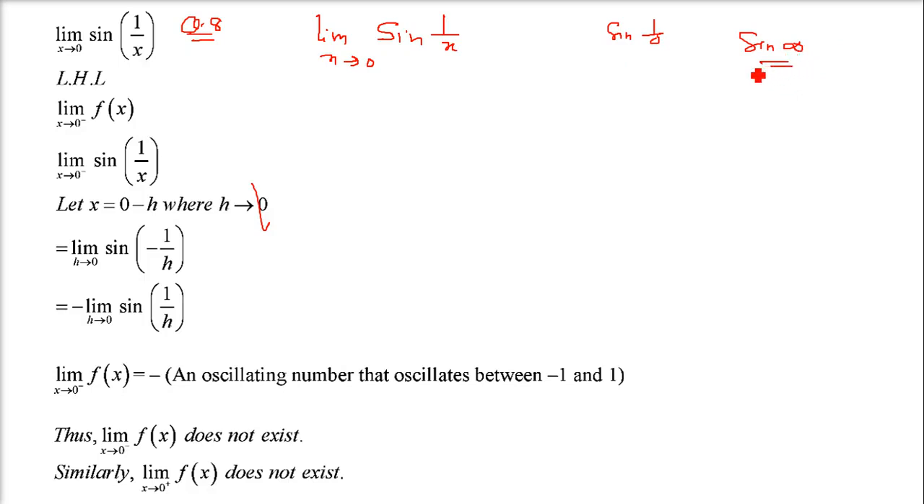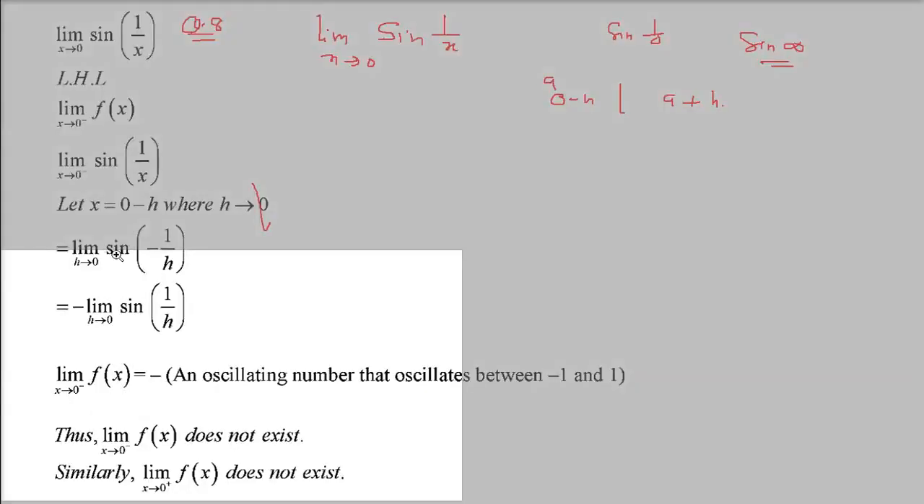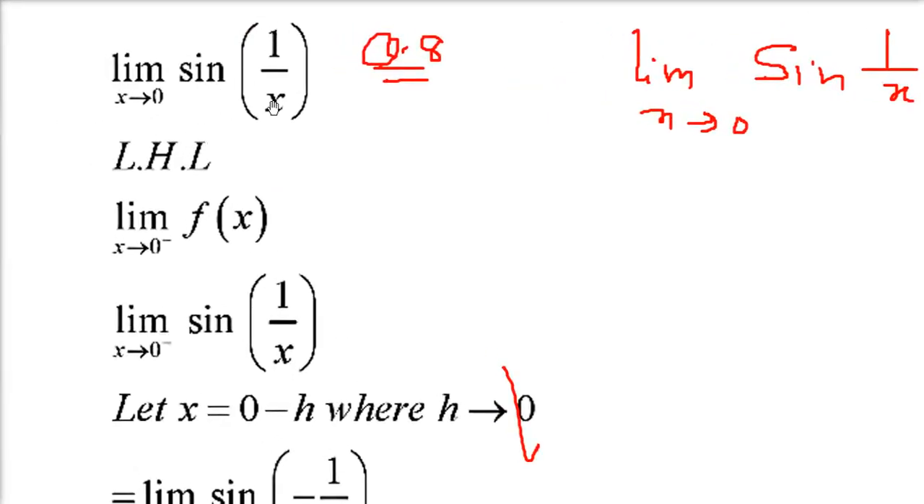So let me prove it. We know that the limit will not exist because it's clear from here, but let us prove it. So we will find out the left hand limit and right hand limit. First, you have to put 0 minus h, because the left hand limit is a minus h, and the right hand side is a plus h.